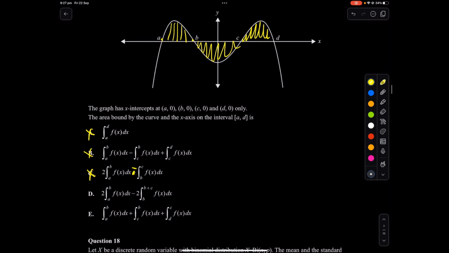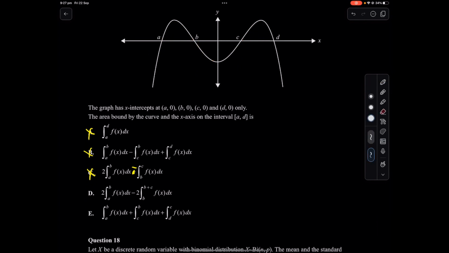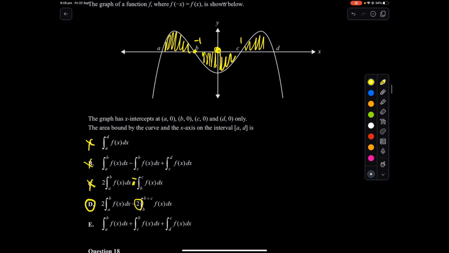What about D? Let's have a look at D. D is saying A to B twice, okay, perfect. And then B to B plus C. Now let's say this is negative 1, and that's 1, and b plus c is just 0, so it'll be over here. So it's saying b to this value over here, and they've put a minus. Okay, so they've made a product, and they've doubled it, so it gives this area. Aha! D looks perfect, because they use symmetry over here. Yeah, that's that. Let's rub that off, and that's good.